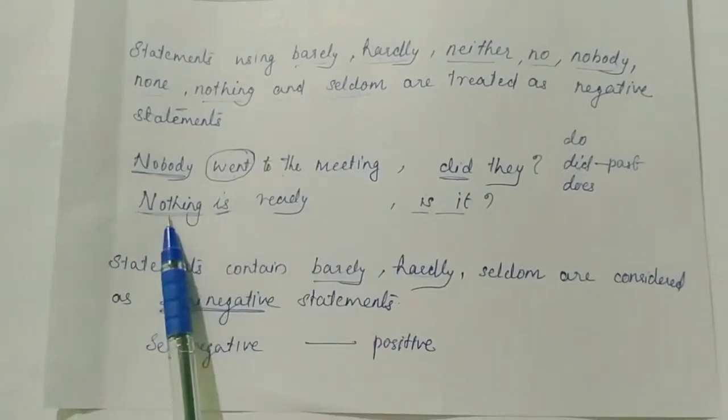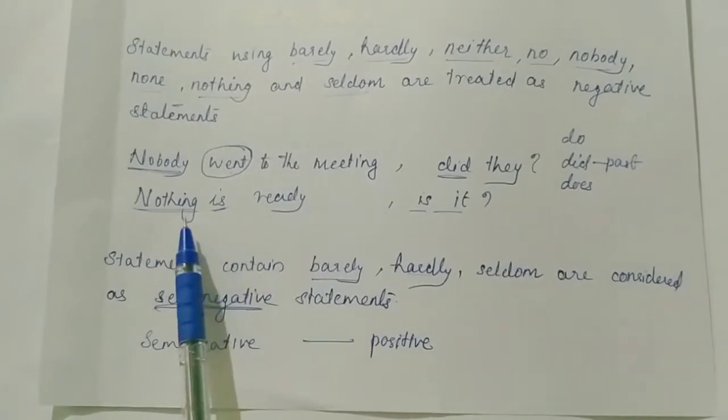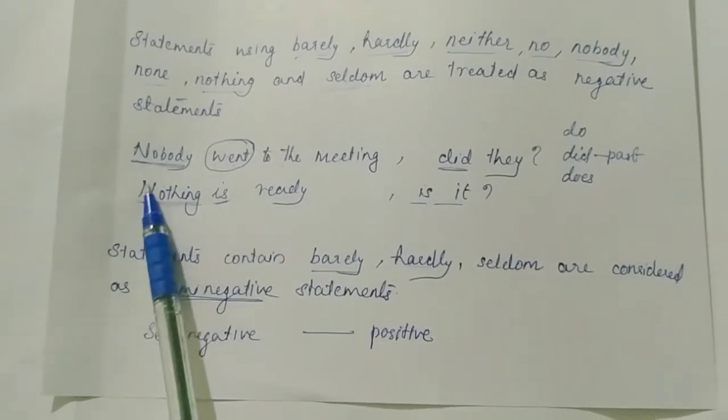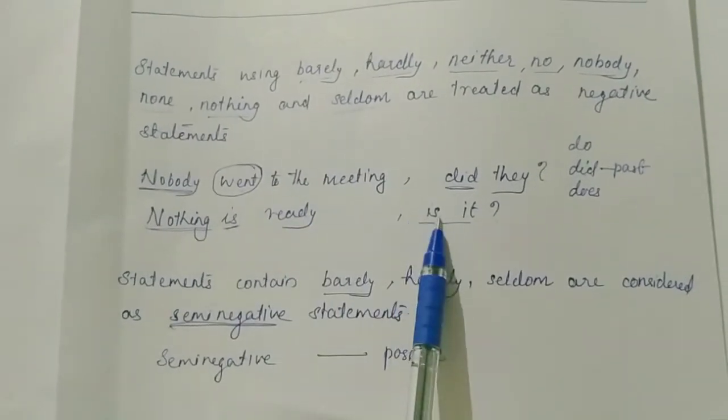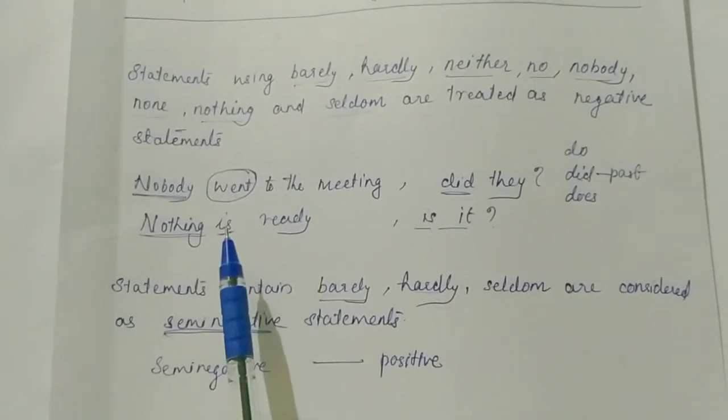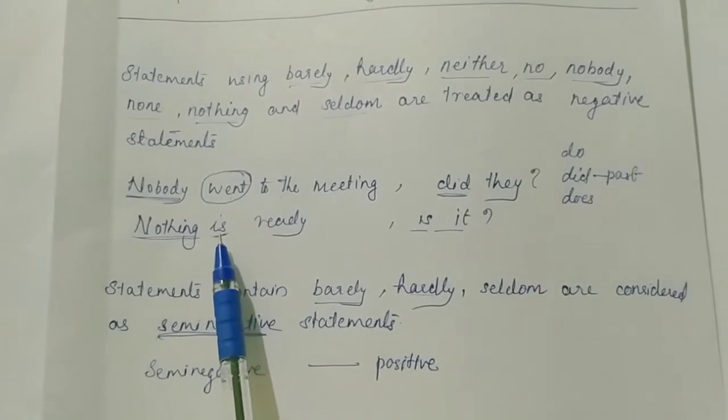Nothing is ready. Second example: nothing is ready. Here a negative word is there. So this is a negative statement and a positive question tag should be there. And the auxiliary form is is, so: is it?